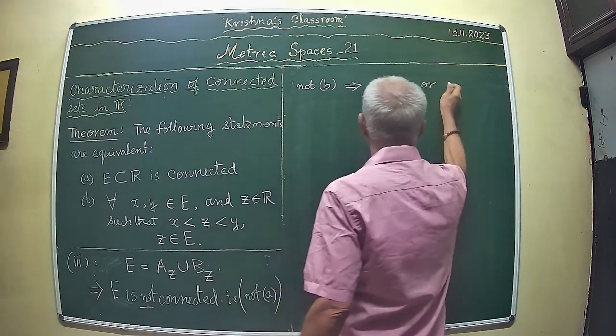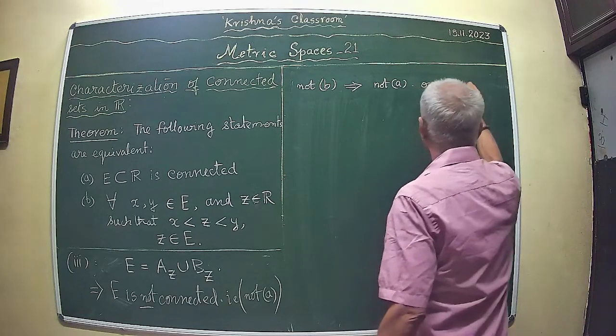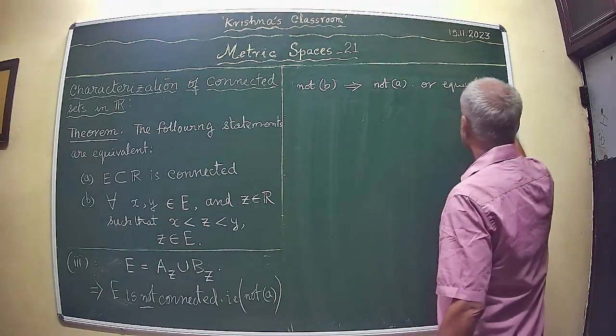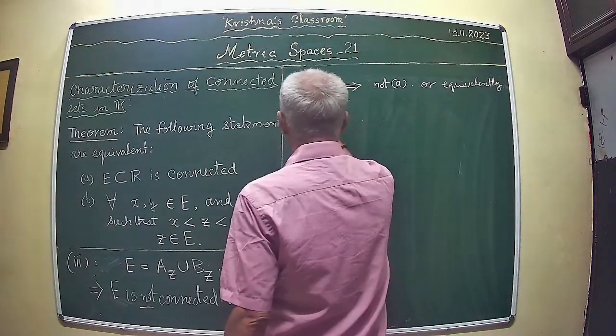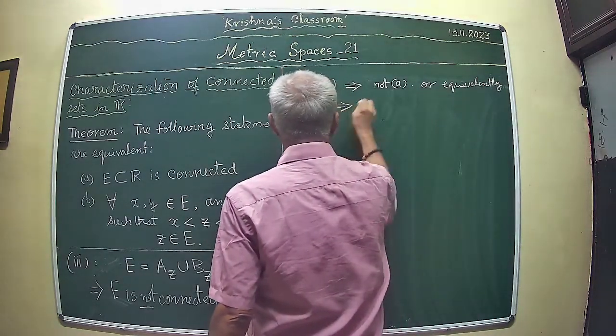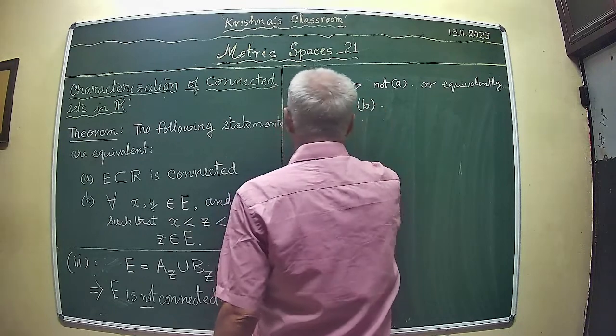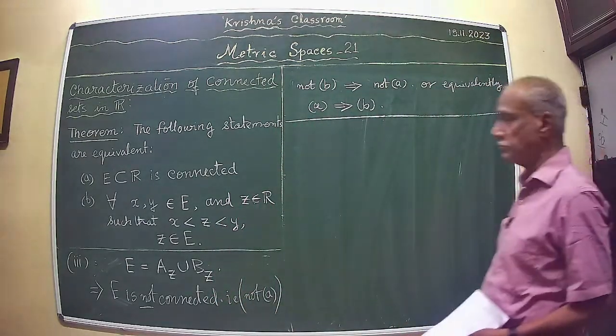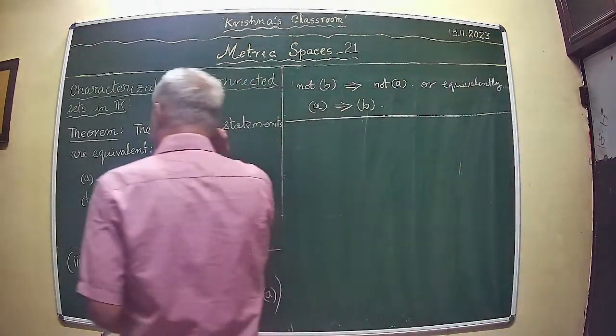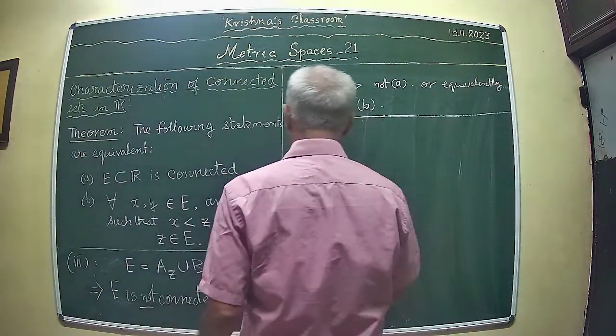Or equivalent. So we have proved the first part, that is A implies B. Now we want to prove B implies A.